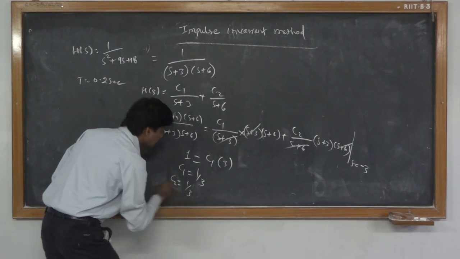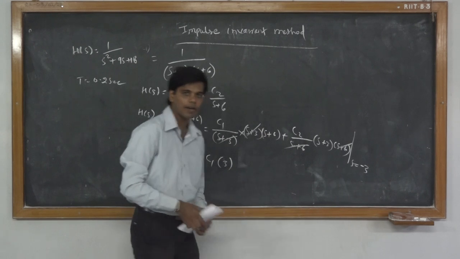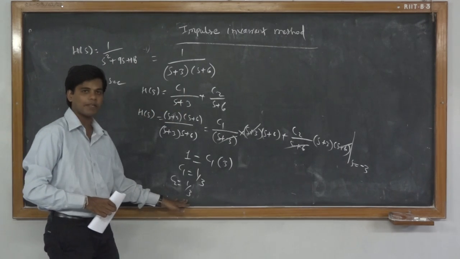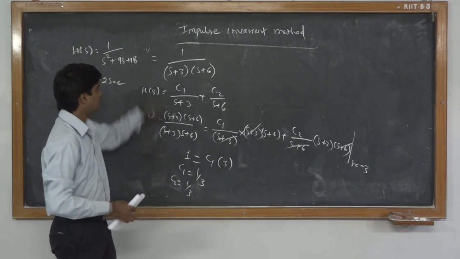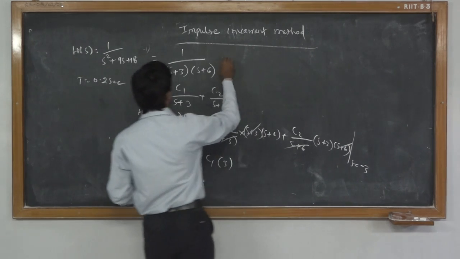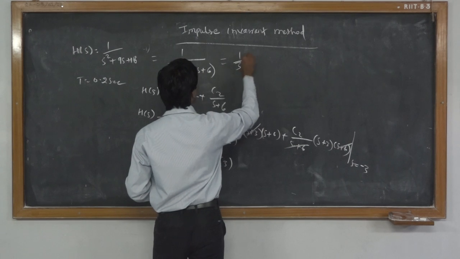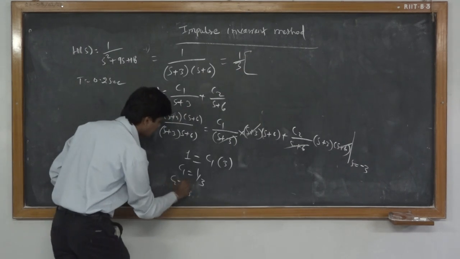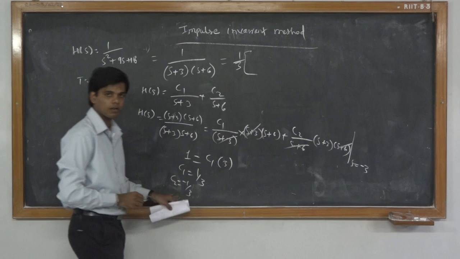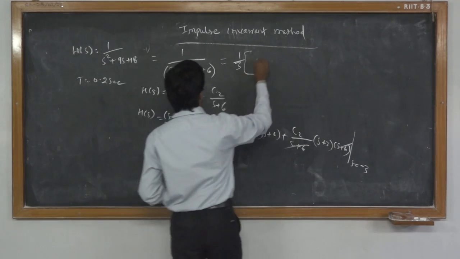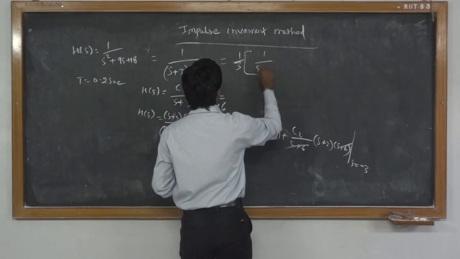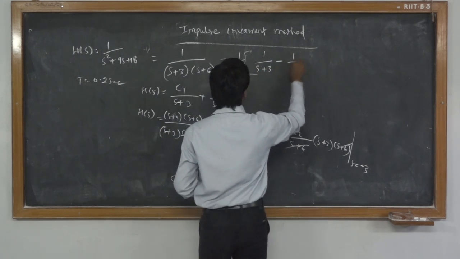You can just try it out. You are going to end up with the answer of c2 also as 1 by 3. I am not showing it for c2, I have already shown you how to calculate c1. That is substituted back over here. Sorry, we are going to end up with c2 as minus 1 by 3. So you can check it out later on. So it becomes 1 by 3 into 1 upon s plus 3 minus 1 upon s plus 6.